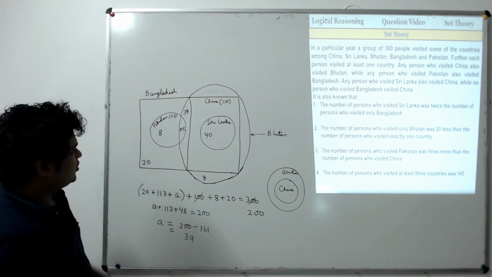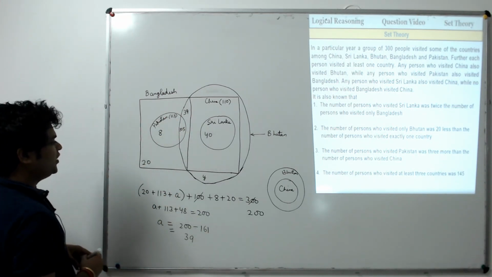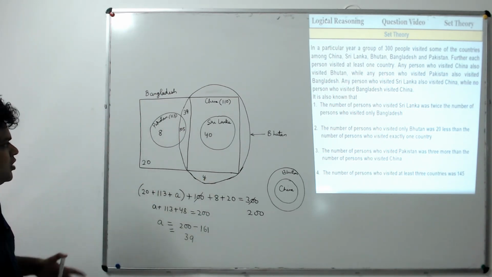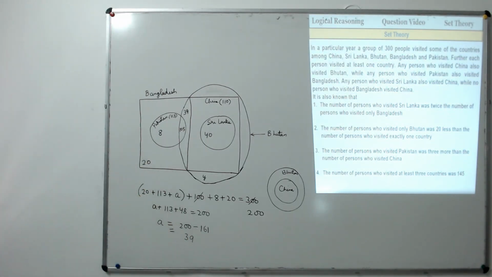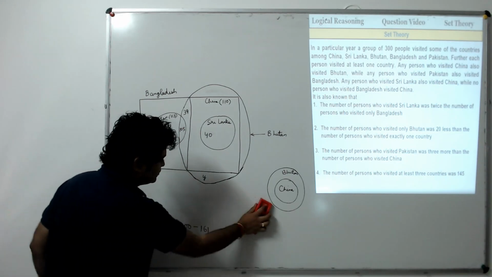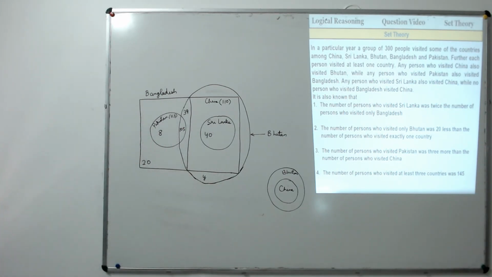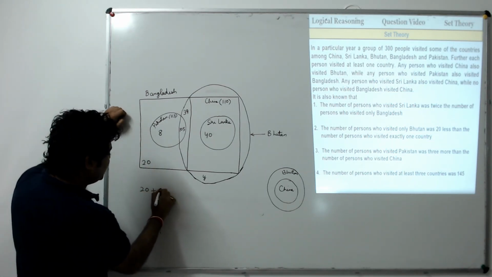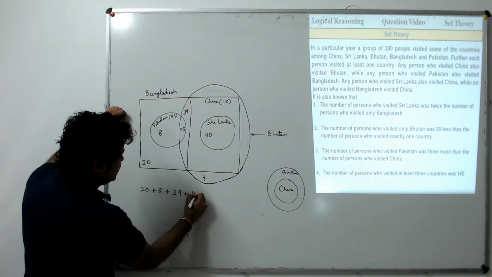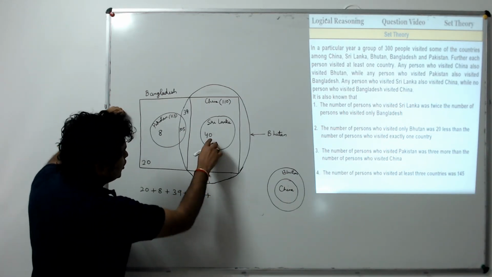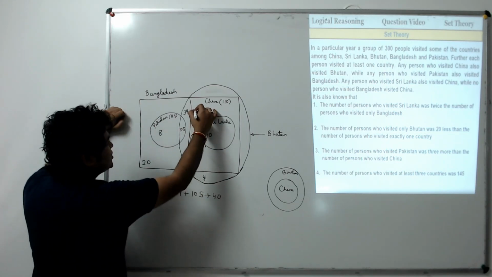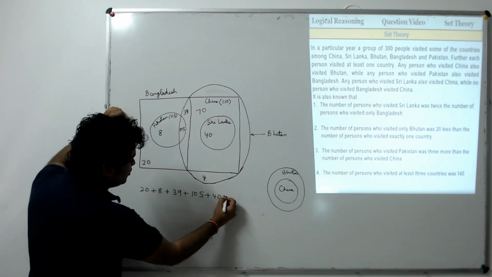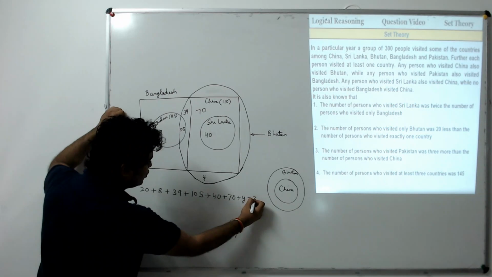and from here, now if I try to find out this y, again I can put this whole thing in an equation. Another equation which we can form, we can say that 8 plus 20, or 20 plus 8, plus 39 plus 105 plus 40, and this region is 70 because China whole is 110, 40 comes here, so 70 has to be here, plus 70 plus y, this is also equal to 300.